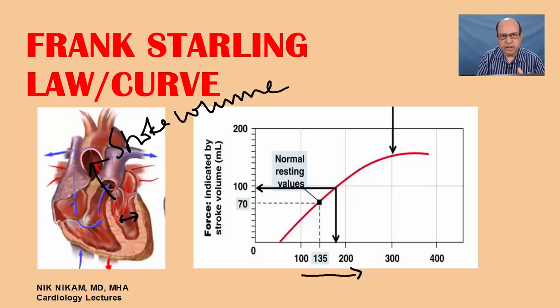Frank-Starling said this law holds good when all other parameters are constant. I want to underscore the statement. The Frank-Starling Law applies when we increase the volume, that is the end diastolic volume. The stroke volume goes up when all other parameters are maintained constant.